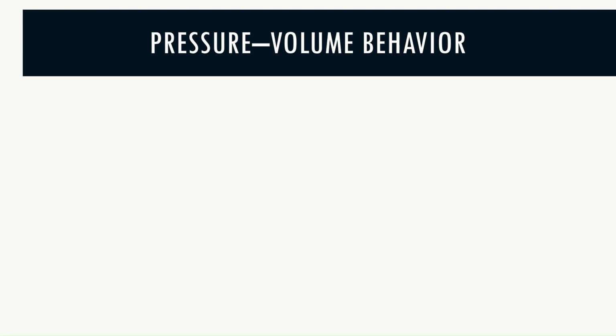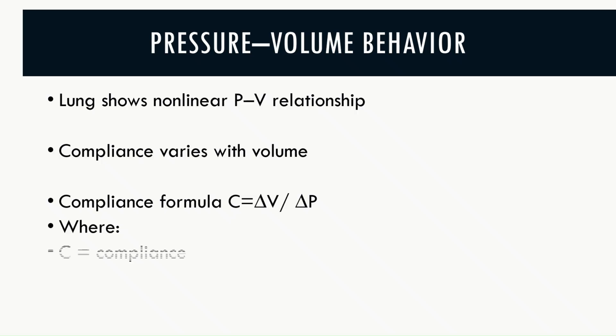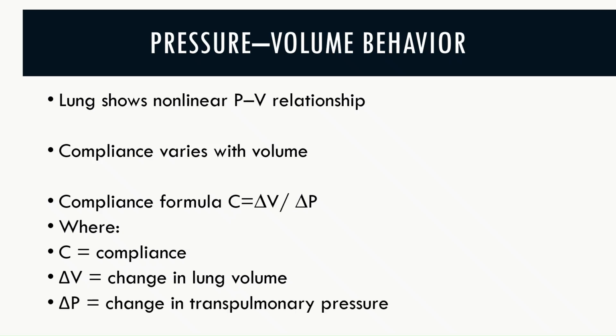Pressure volume behavior. Compliance is defined as change in volume for a given change in pressure. Because a lung is non-linear, compliance varies depending upon lung volume. So compliance C is given as delta V by delta P, where C is the compliance, delta V is the change in lung volume, and delta P is the change in transpulmonary pressure.